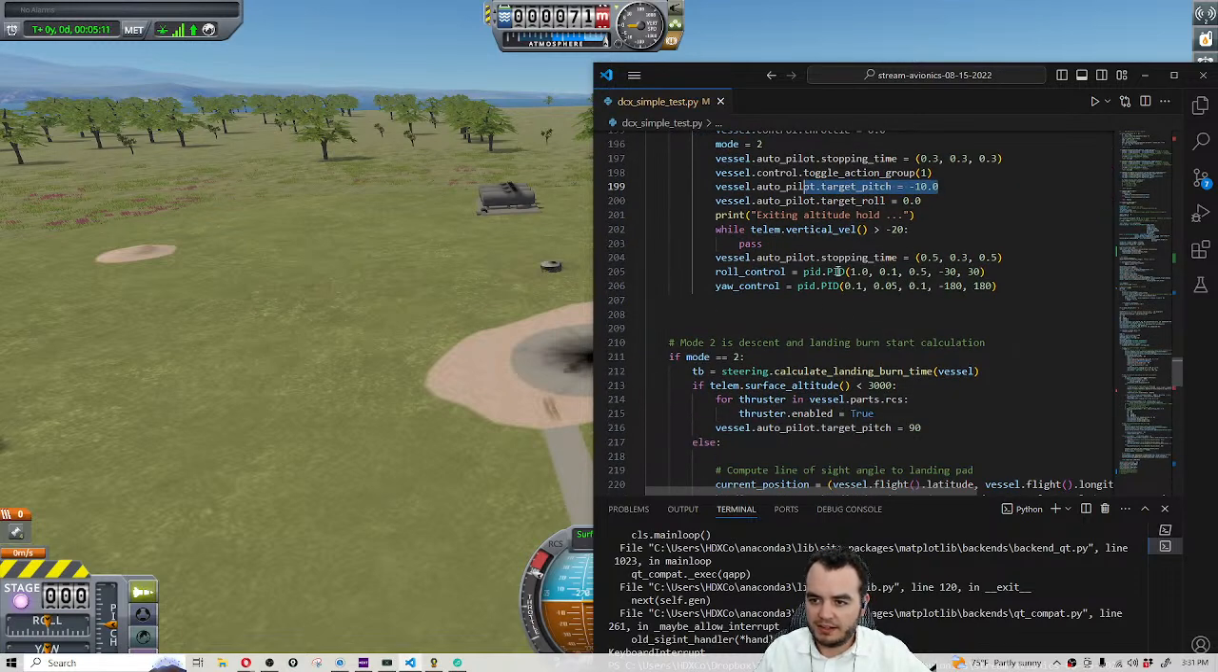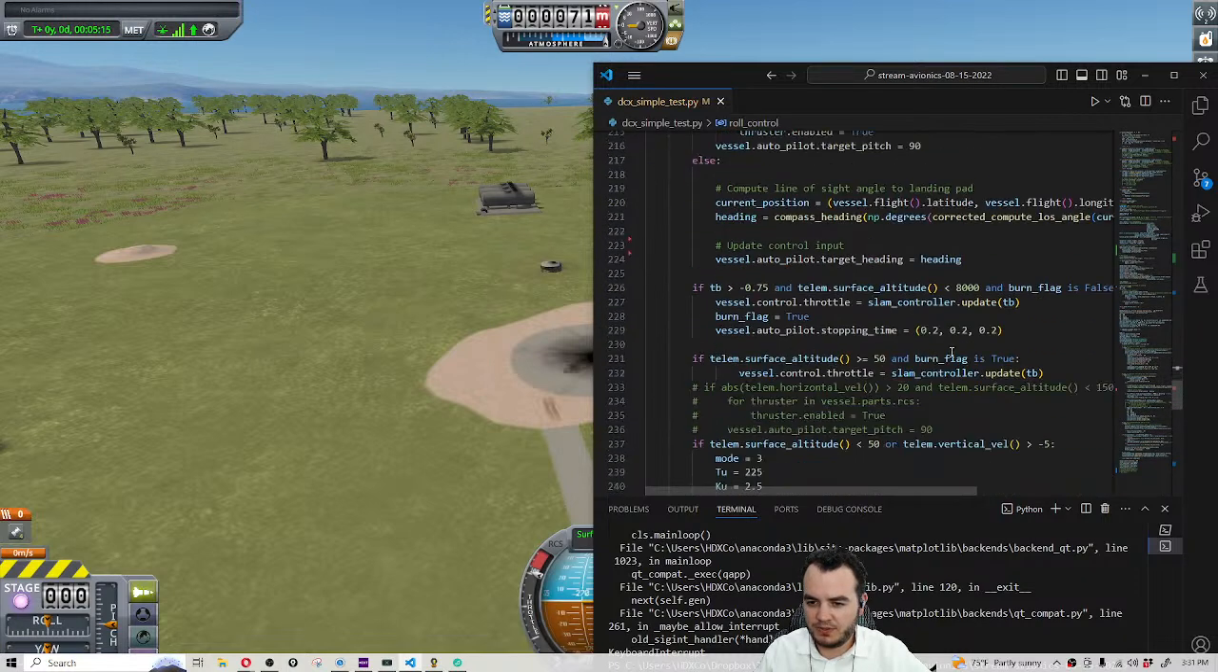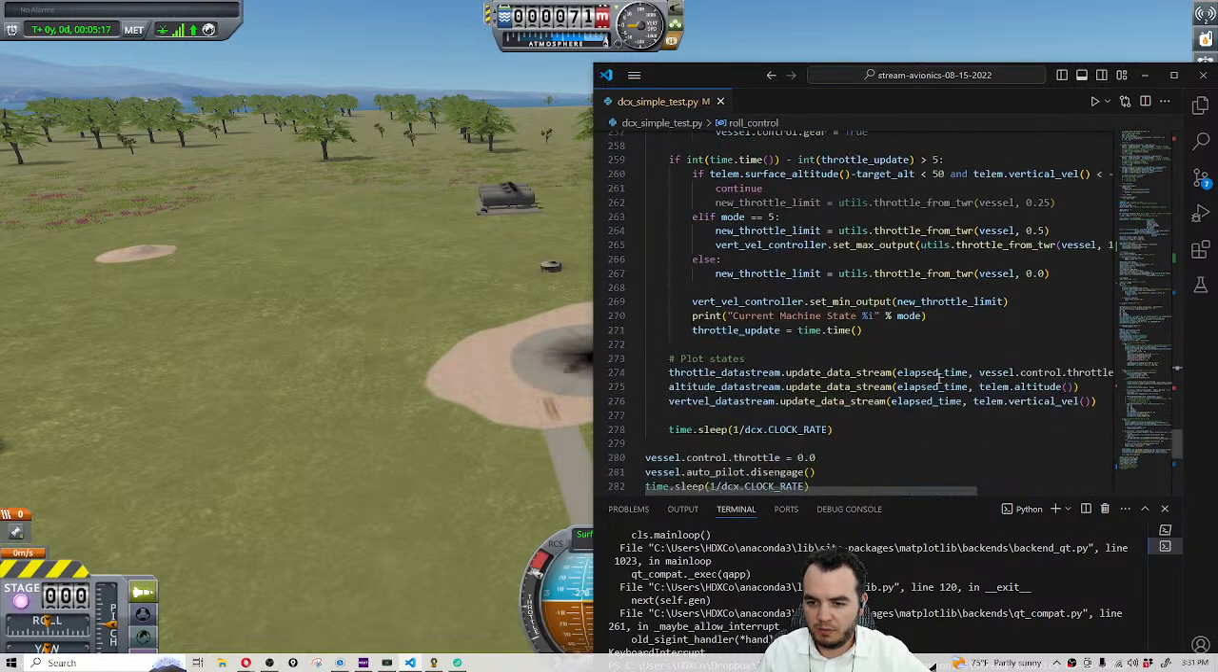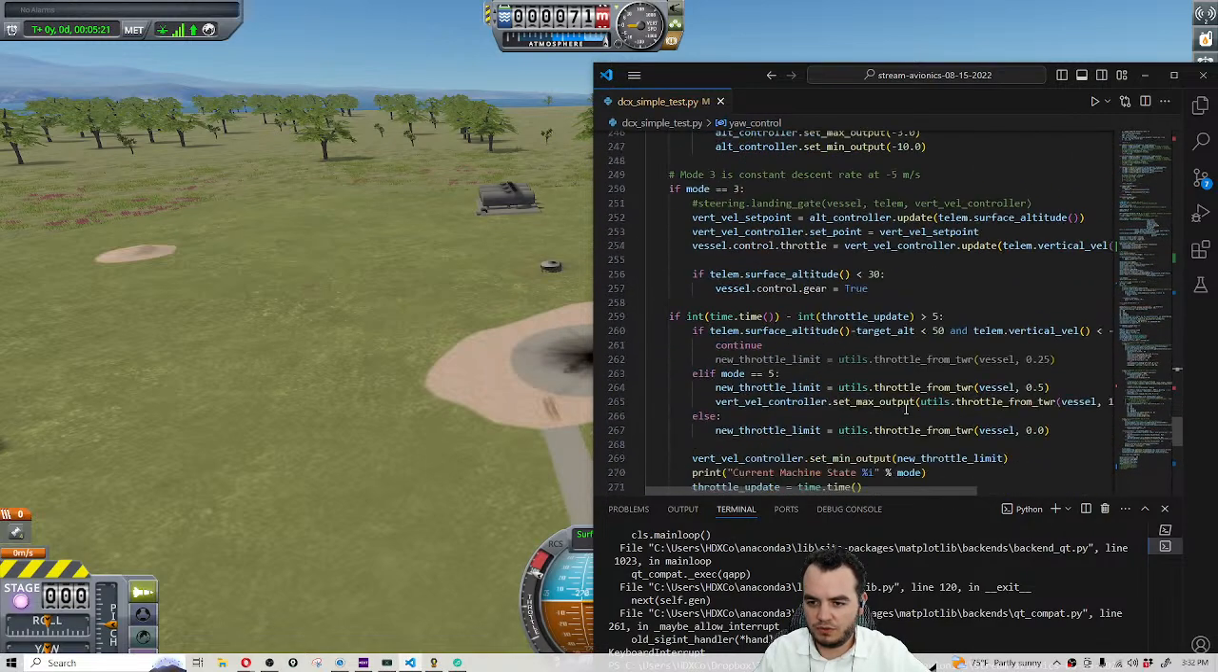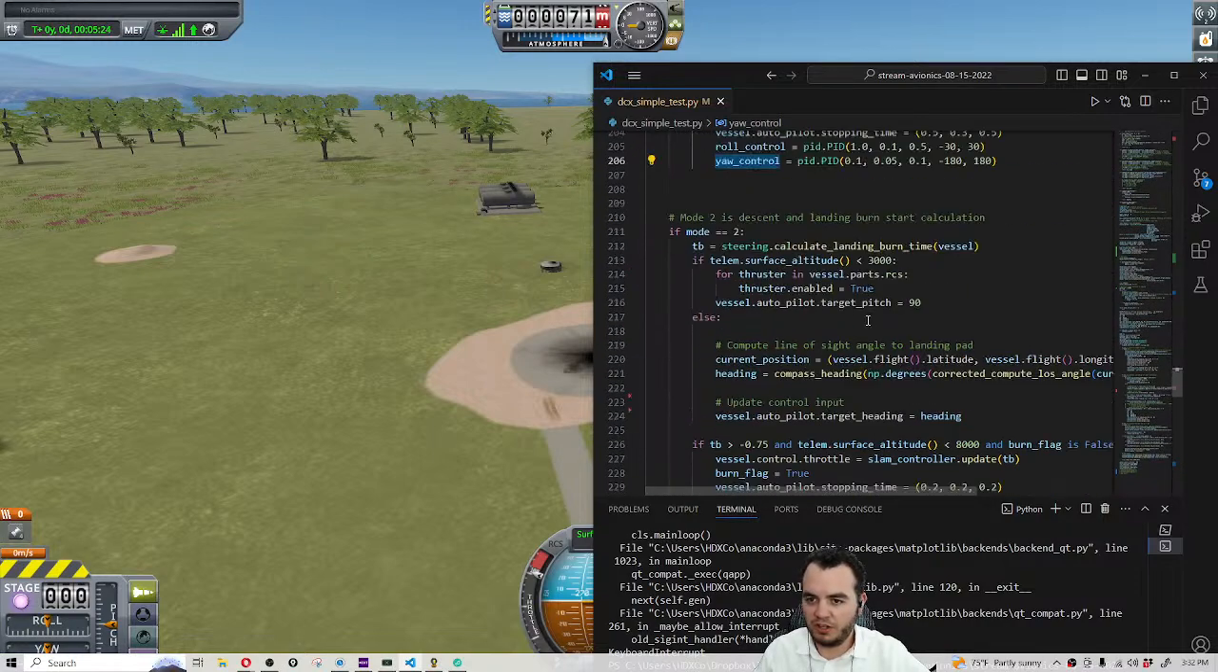And then we set up PRD controls for roll control and yaw control. Do we actually use these though? I don't think we needed roll, so no, we don't have roll control. Do we have yaw control? And no, we don't end up using yaw control at the moment.